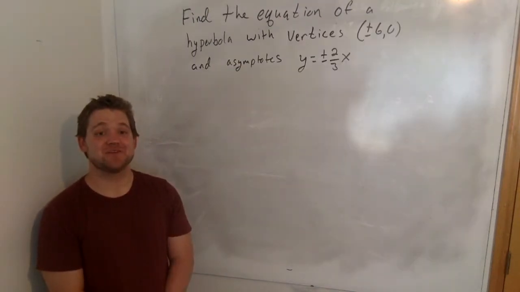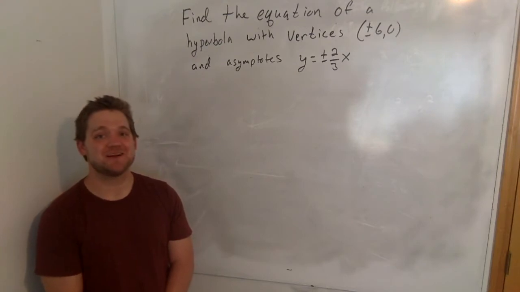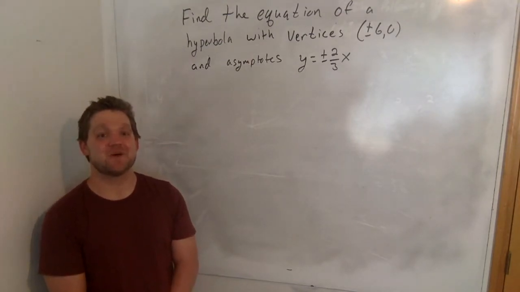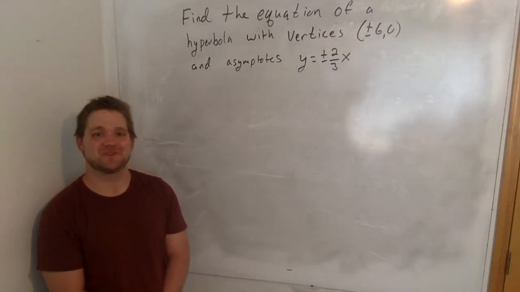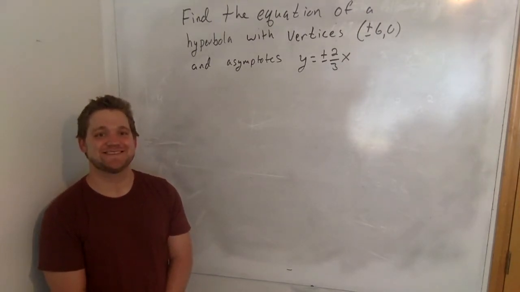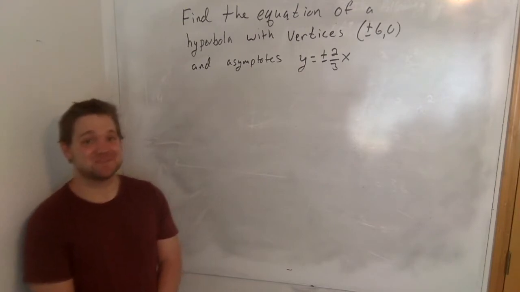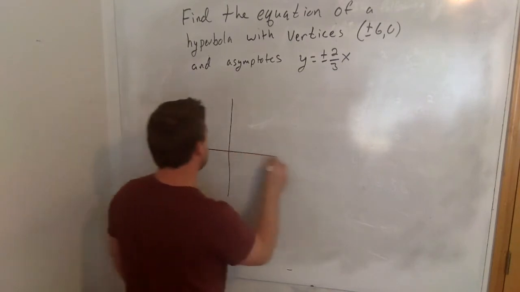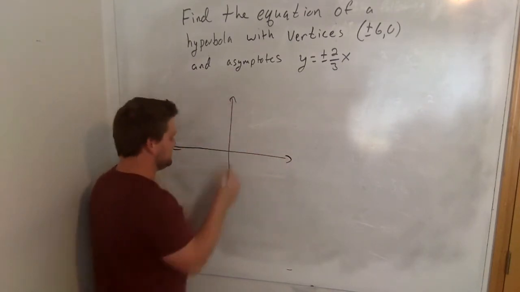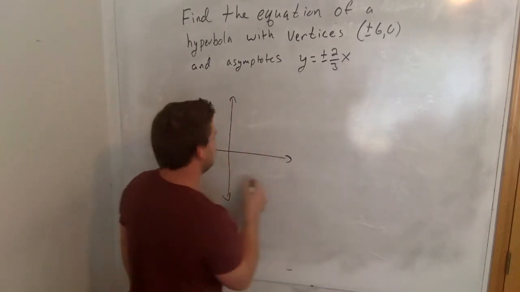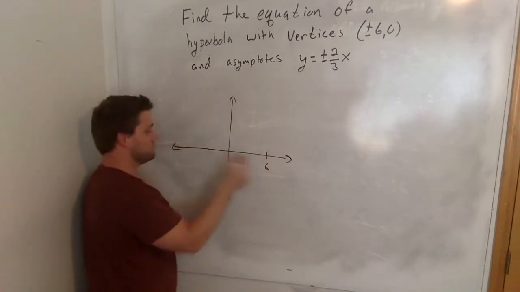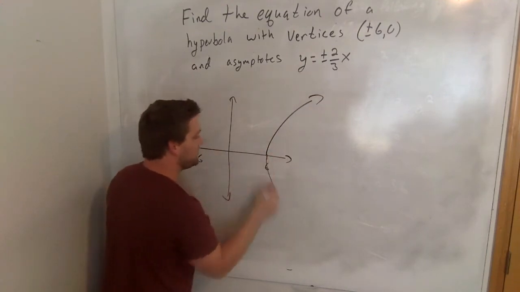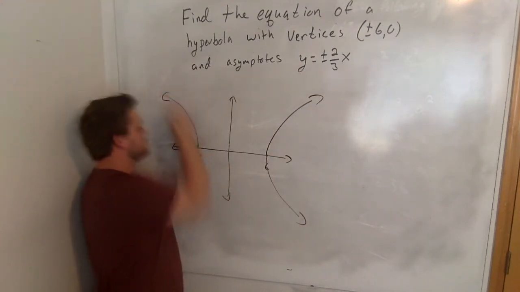Go ahead and pause the video and try to find the equation of a hyperbola that has its vertices at plus or minus 6 and 0 and asymptotes at y equals plus or minus 2/3 x. Give it a shot. Okay, let's do it. The first thing to notice is that its vertices are along the x-axis. So here we go out 6 units to the right, 6 units to the left. So the hyperbola will be opening up to the left and right.